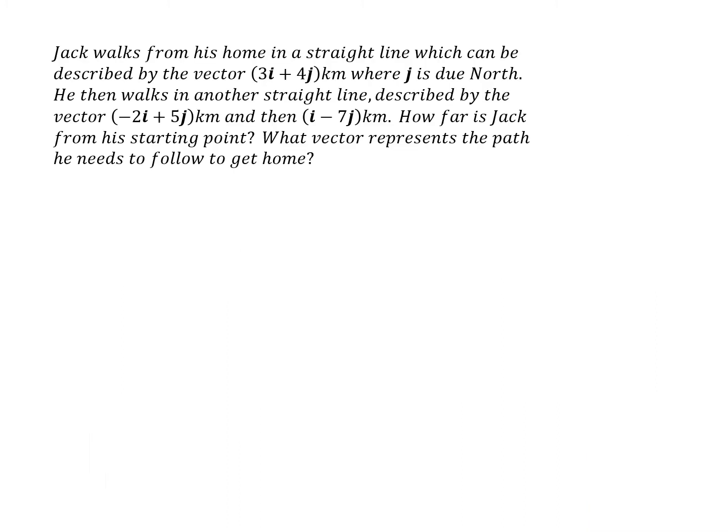So, as is often the case, I'm going to start by drawing a little diagram telling me what's happening. If we take his starting point and the first leg of his journey, 3i plus 4j, that's my way of expressing that in a diagram. And from there, he then moves on a vector of minus 2i plus 5j, looks something like that. And then finally, his third leg is i minus 7j. So that looks something like that. So he's now at the point P.